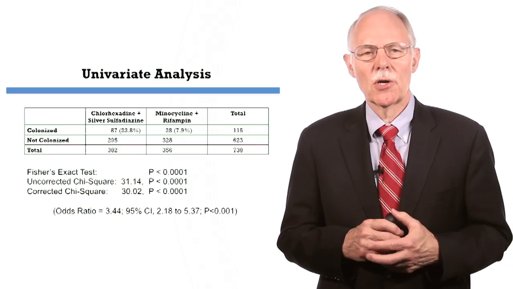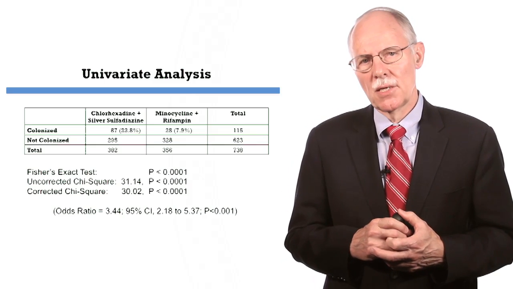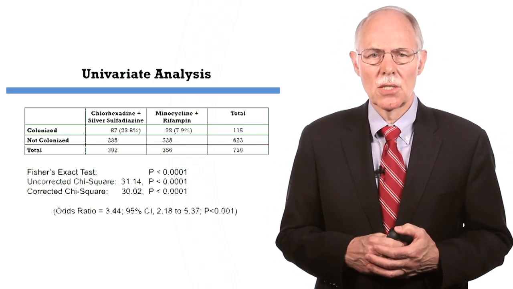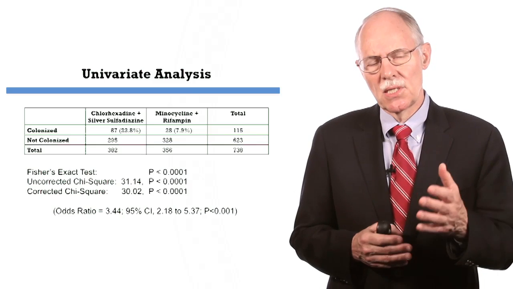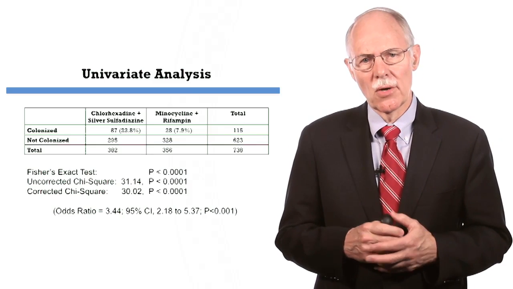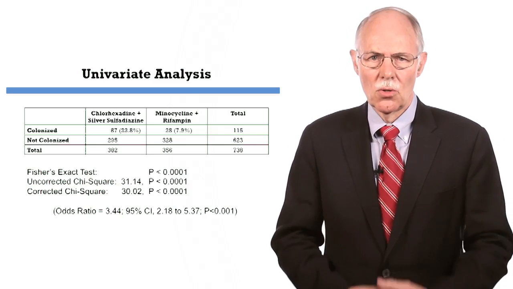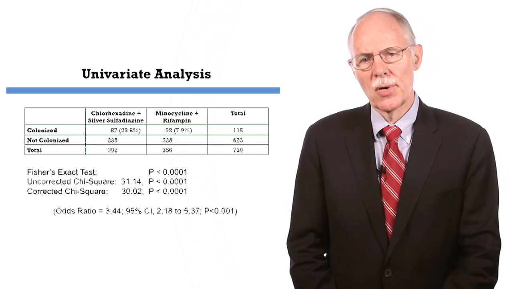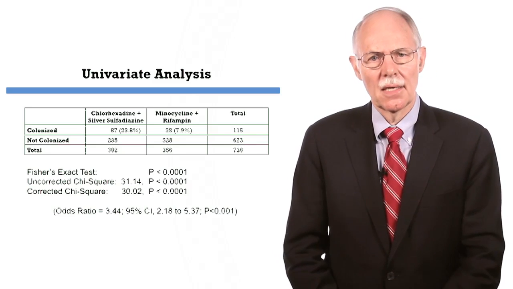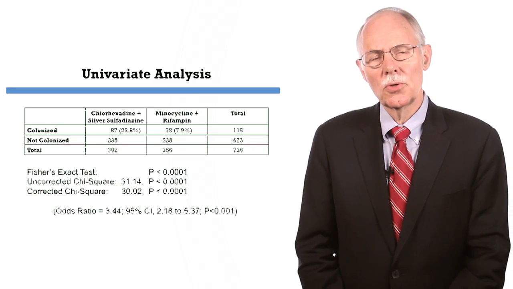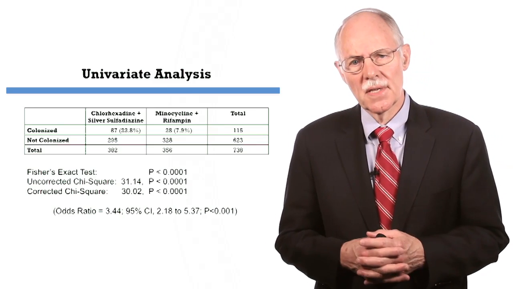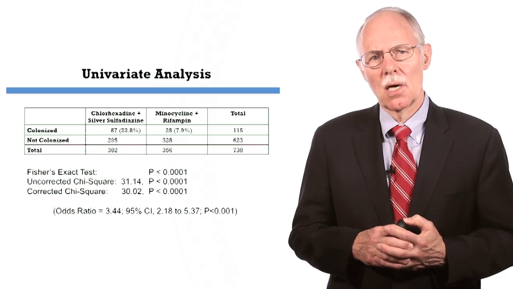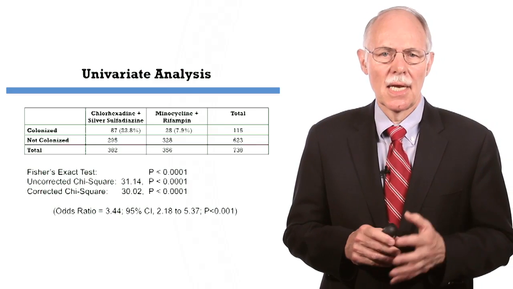Now, I've chosen here to present the odds ratio because it's the measure of association most naturally used in discussing logistic regression. And we see that the unadjusted odds ratio here is 3.44. We notice that the 95% confidence interval is 2.18 to 5.37, highly significant. So we can conclude that with 95% confidence, the association between treatment and risk of colonization is at least 2.